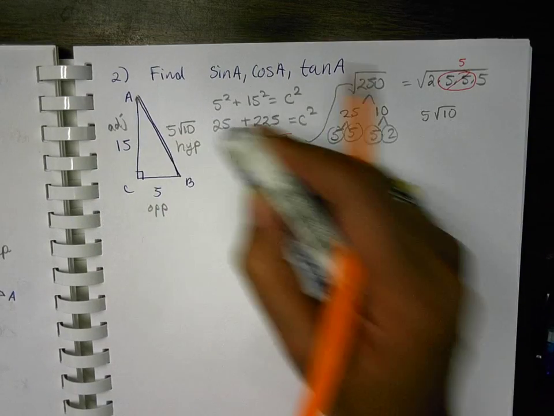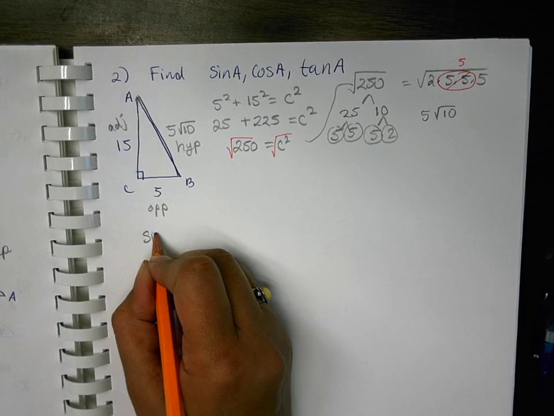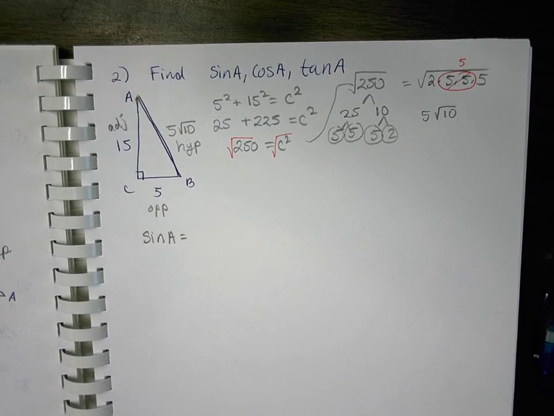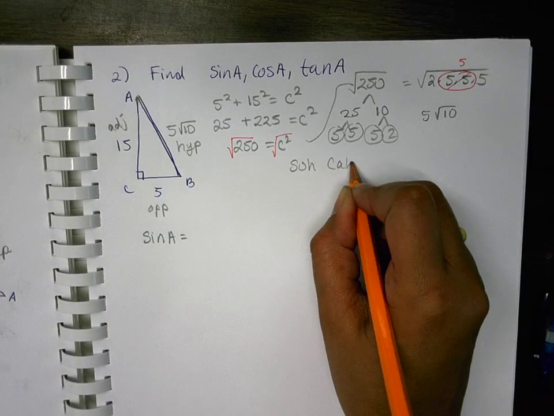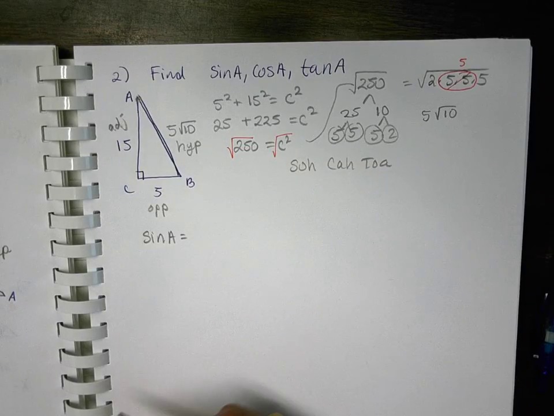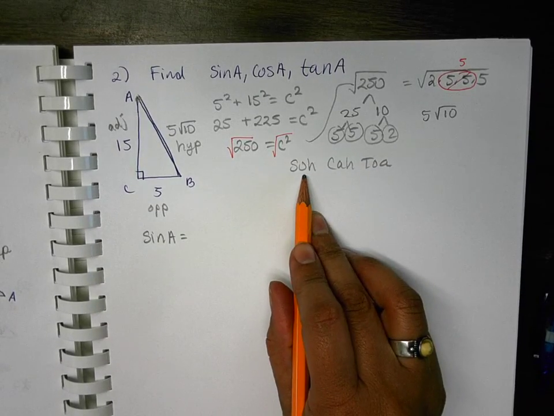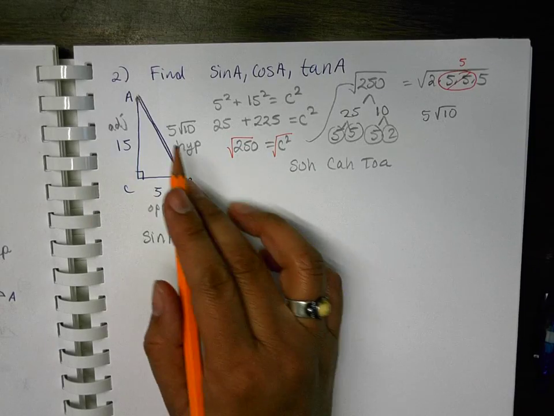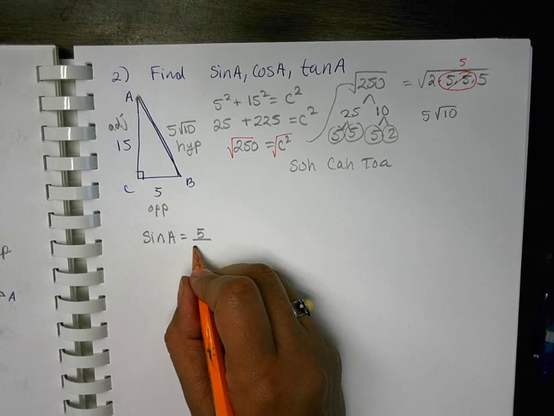All right, so let's find sine of A. Not sin of A. Sine of A. Oh, can you guys quickly write SOHCAHTOA over here? SOHCAHTOA. And let's use that. In words, what is sine? Opposite over? So what's opposite? 5 over? 5 root 10.